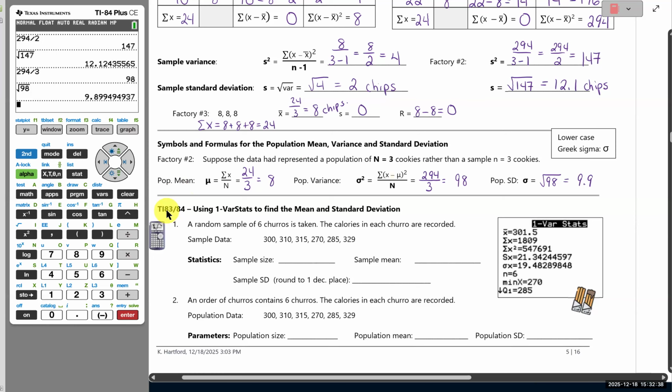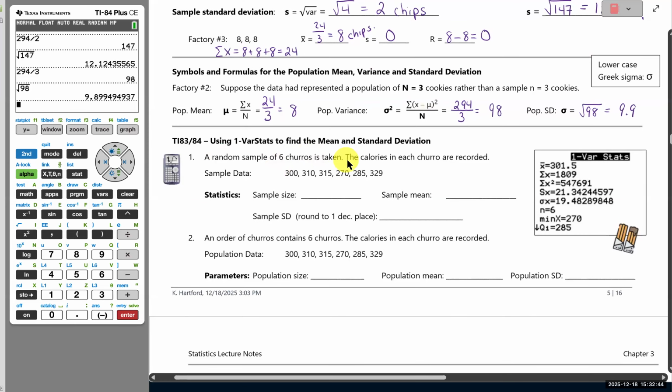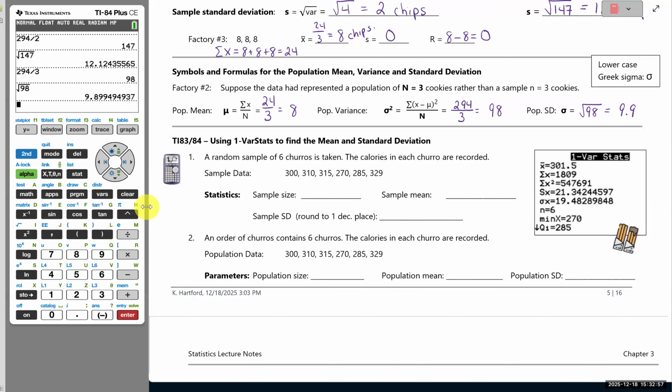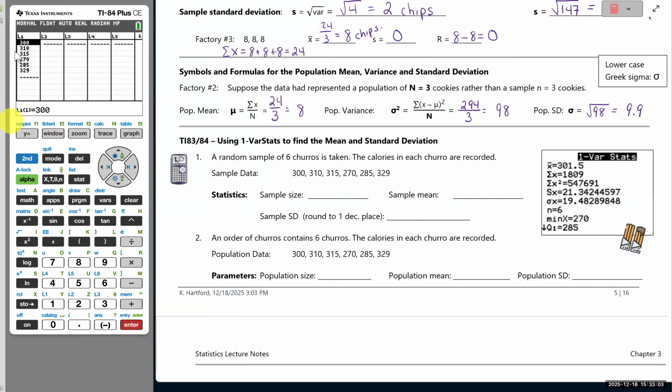All right, so let's switch gears. I'm done with chocolate chip cookies, and we're going to take a look at a random sample of 6 churros. And we take this sample and we record calories in each churro. So if we've got sample data or any data, the first thing you want to do is get it into a list. So on your calculators, if you go to Stat and Edit and get that data in, so you can pause if you'd like. I've already got that data in, but hopefully you've gotten practice already entering data. You can always check out my TI playlist, the first few videos, to get started there if you need.